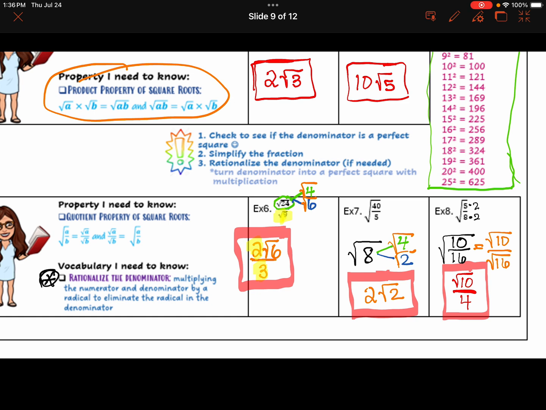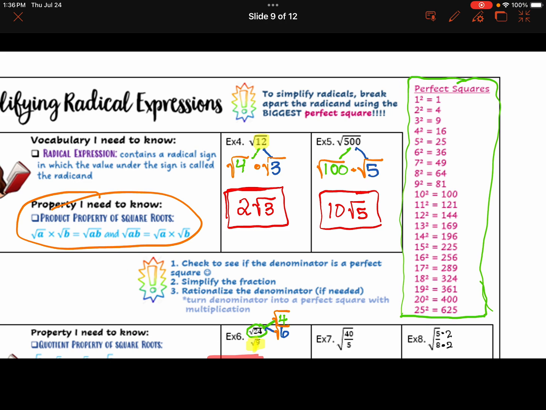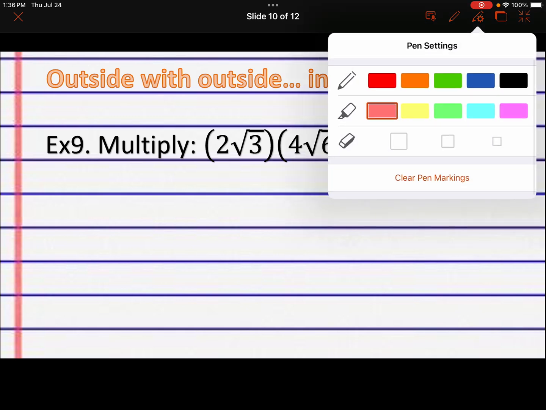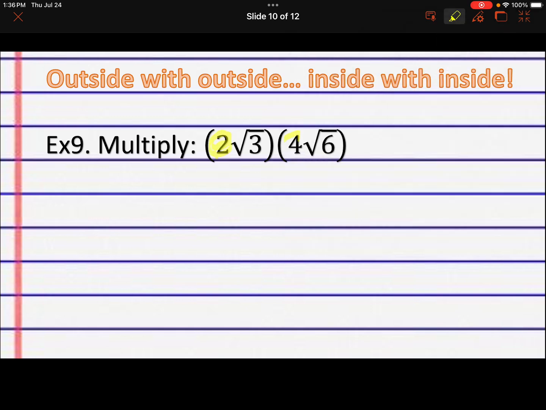All right, last but not least, what if I have an expression with multiple radicals in it? How could I go ahead and simplify those? So let's look at some radical expressions. So again, my chant, inside with inside, outside with outside, is still coming into play. So if we have a multiplication problem, it's as simple as this. I take the 2 outside numbers and I multiply them. So 2 times 4 is 8. And then I take the 2 inside numbers and I multiply them. And 3 times 6 is 18.